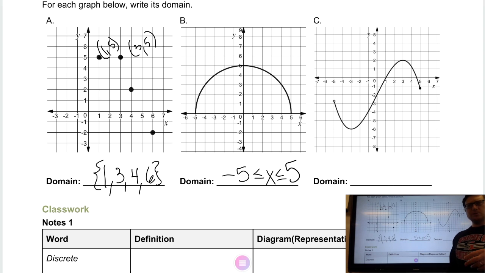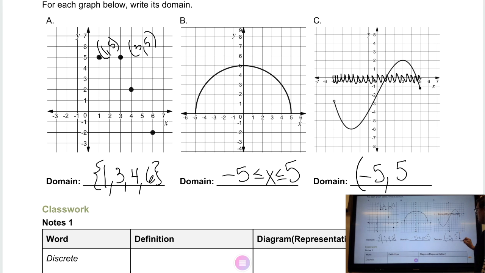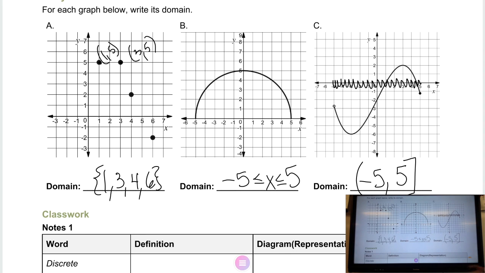Let me use a different set of notation. In this one, I want to use the parentheses and the brackets. So I see that there's an open circle, so I'm going to put a parenthesis for the start of this interval of all possible x's between the two numbers. And it goes up to 5, and because the 5 is filled in, that gets to be a square bracket.